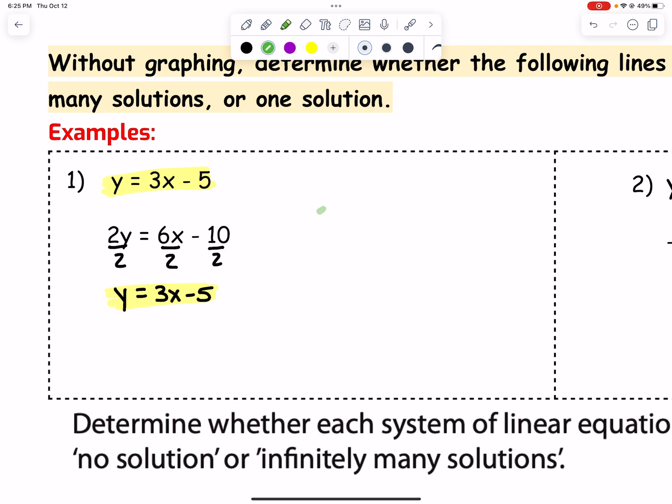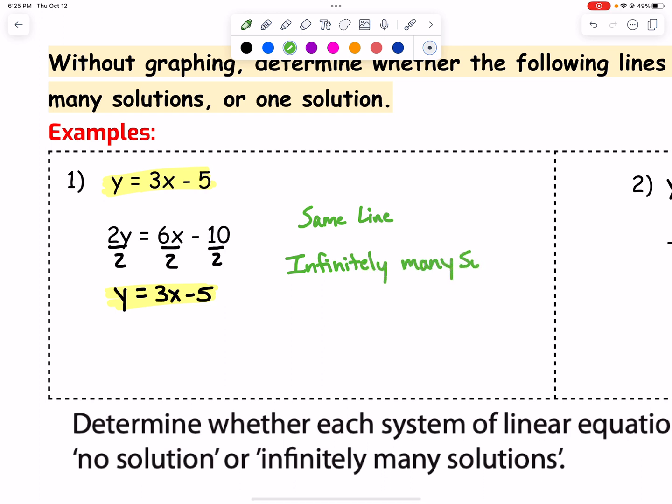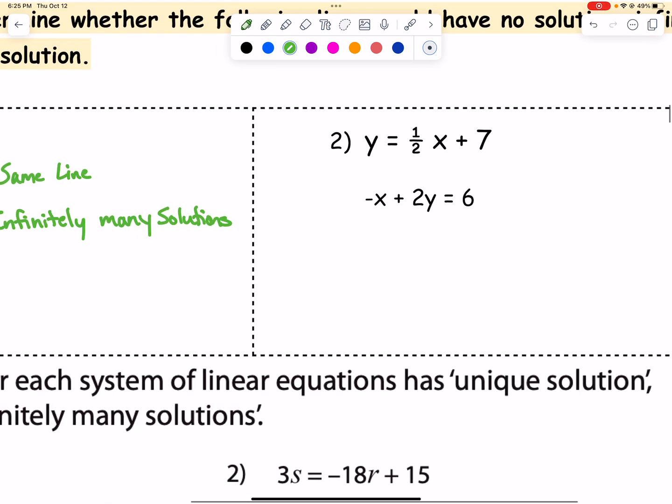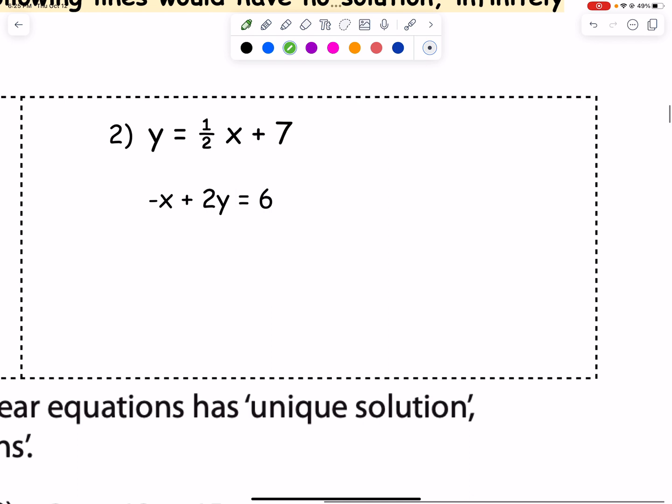And so when they are the same, let me get my pen. When they're the same line, they have infinitely many solutions because they will touch everywhere. So let's write they're the same line, and therefore they have infinitely many solutions because they touch everywhere. So let's look at number 2.